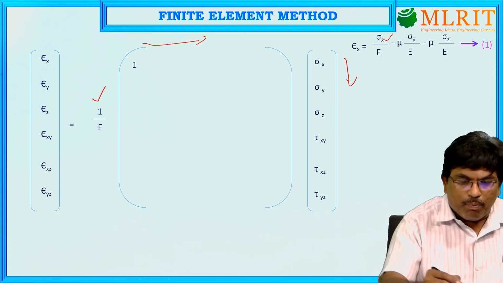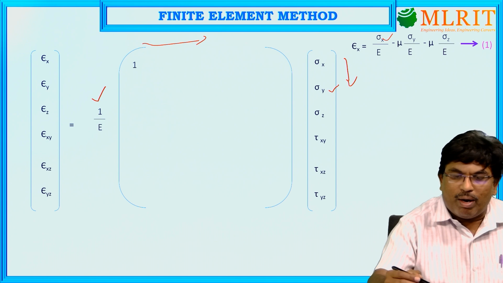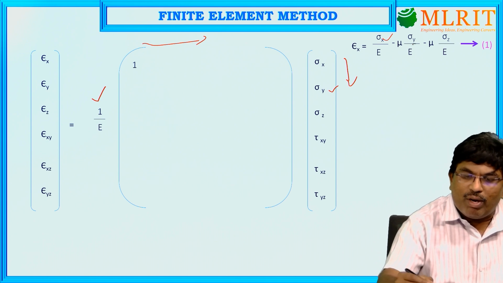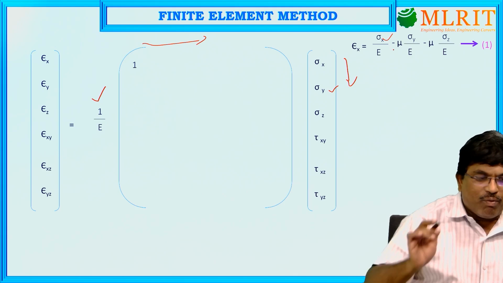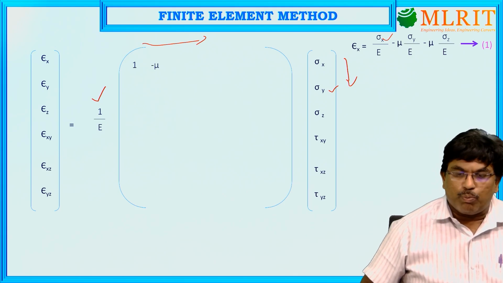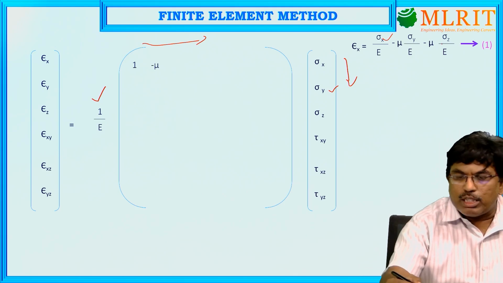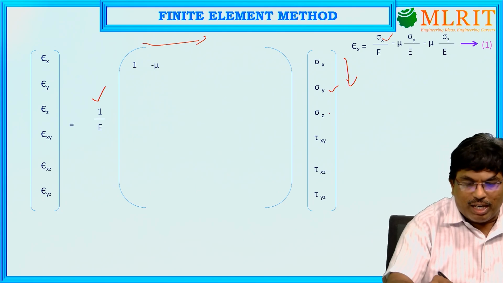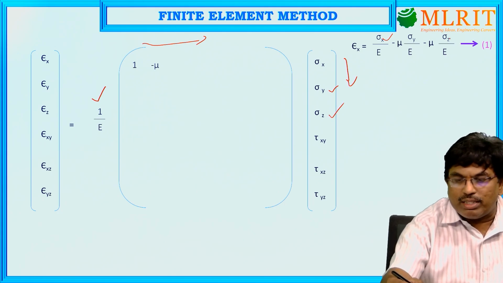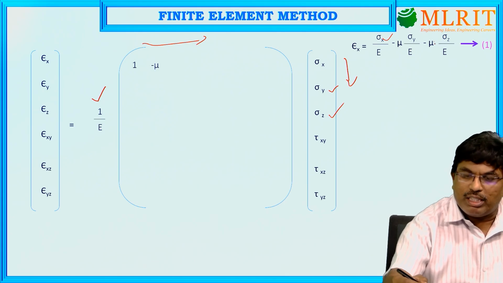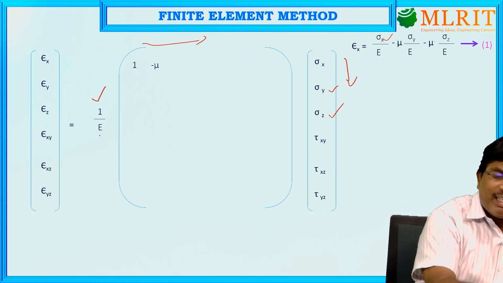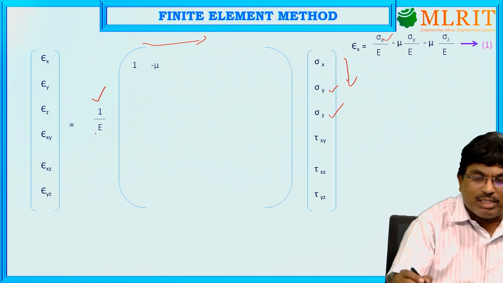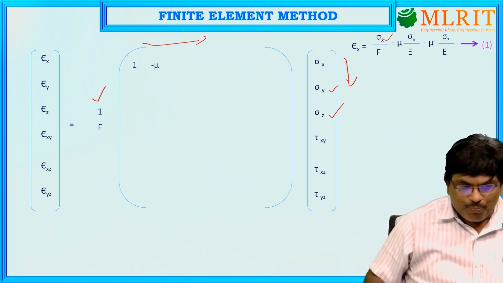Similarly, sigma y. What is the second one? The second one is sigma y. Other than sigma y, we have minus mu by E. Taking 1 by E as common, the remaining one is minus mu. So here minus mu. Then minus mu into sigma z by E. The third one is sigma z, and the remaining is minus mu by E. That means for sigma z the coefficient is minus mu by E. Already taking 1 by E as common, the remaining one is minus mu.